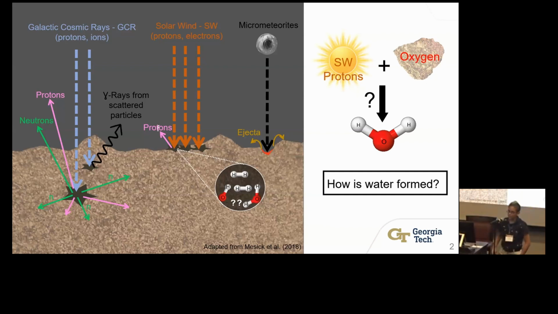So how do we form water? Water is a vital resource. From lunar orbital missions, we know that there is a large water signal on the moon, but we don't know how this is formed. On the surface of the moon, we have galactic cosmic rays, solar wind, and micrometeorites continuously bombarding the lunar regolith. Solar wind and micrometeorites are thought to play a role in water formation.